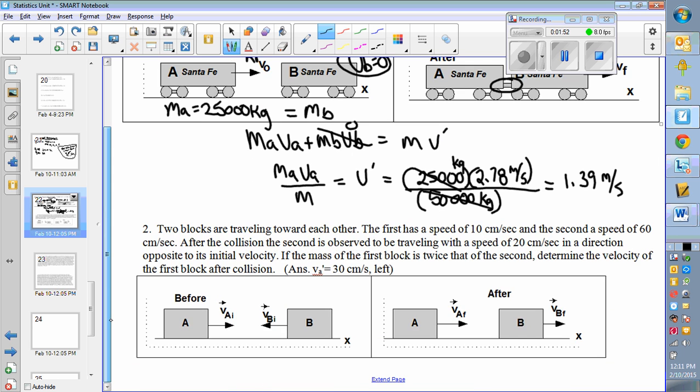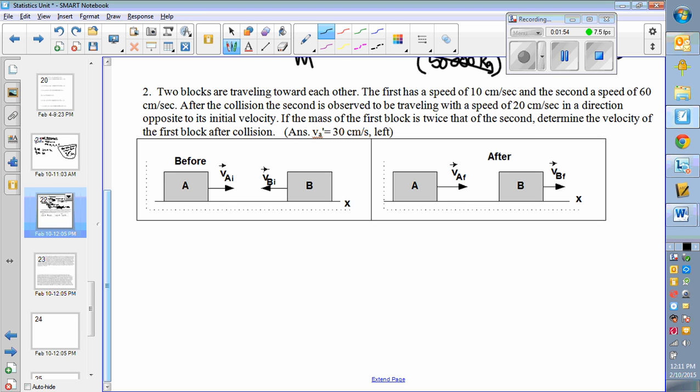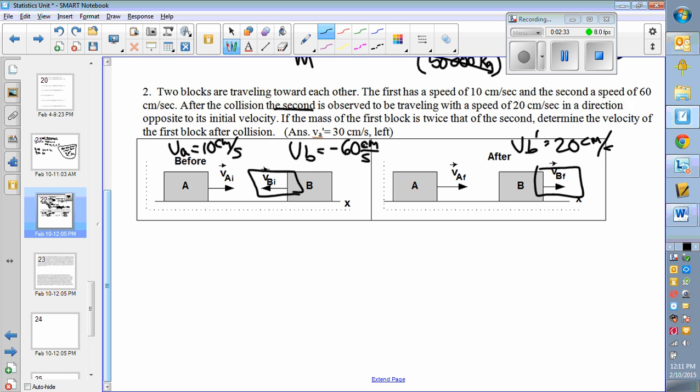Okay, so for number 2, nice straightforward question. Two blocks traveling towards each other. One has a speed VA of 10 centimeters per second. VB has a speed of negative 60 centimeters per second because it is going towards each other. So one has to be plus, one has to be minus. After the collision, VB is traveling at a speed 20 centimeters per second in a direction opposite to its initial. VB was going to the left, it is now going to the right, so VB prime is positive 20 centimeters per second.